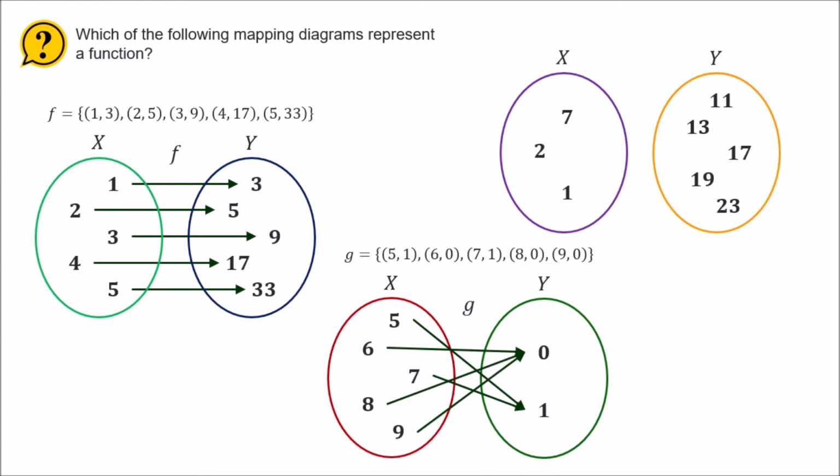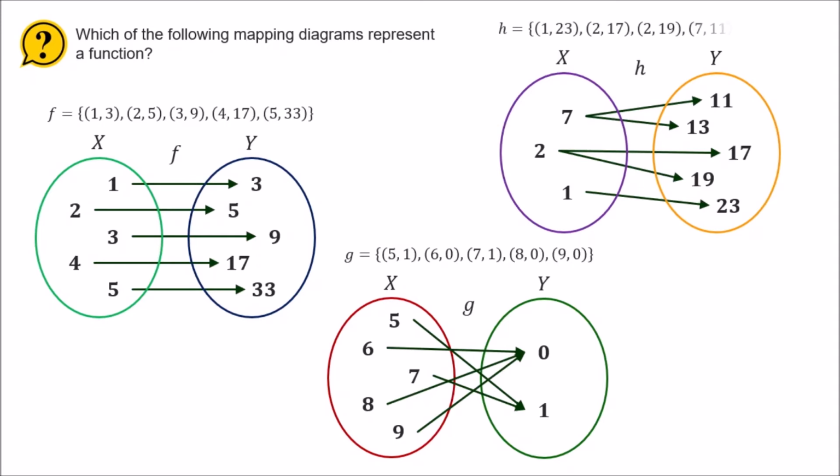The mapping this time between X and Y is as shown. Let's call the relation between X and Y this time as H and list down all the elements of this mapping diagram. Before I reveal the answers, I suggest that you pause the video again, analyze the sets, and determine which of these relations are functions.